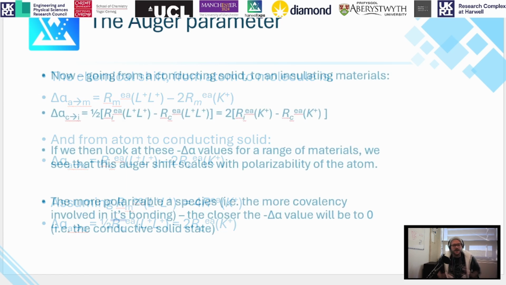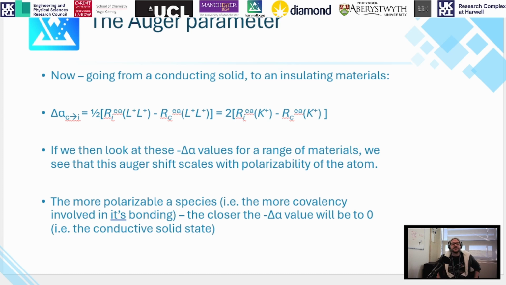We're nearly there. Okay, so finally, we're going to be looking at going from a conductive solid to insulating materials, of probably the vast majority of things you might want to study by XPS. Probably not going to be perfect metals. You're going to be looking at insulators and semiconductors, and you'll want to know how to apply these to your eventual materials.